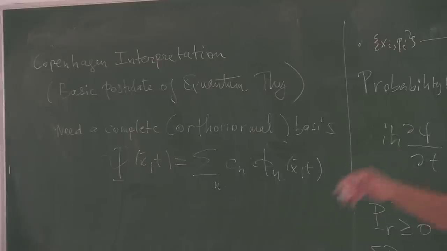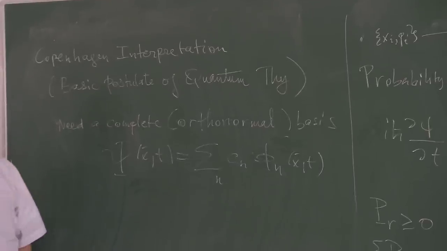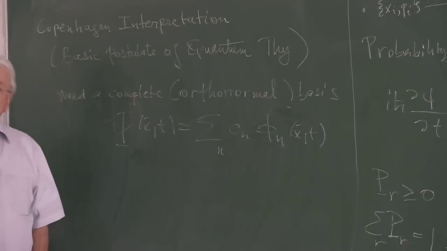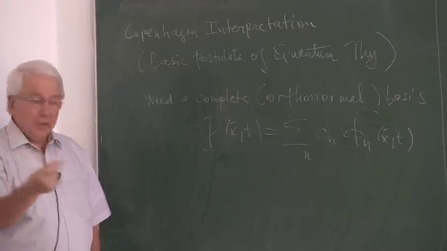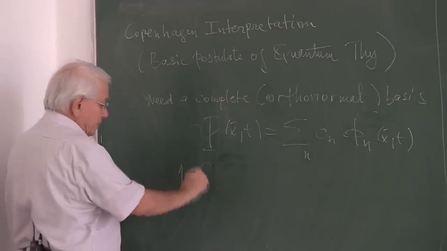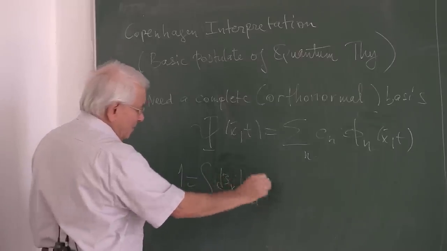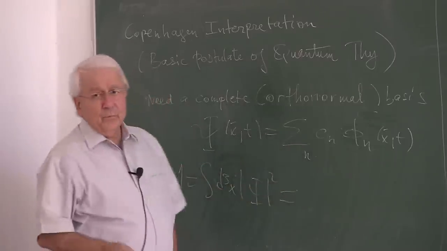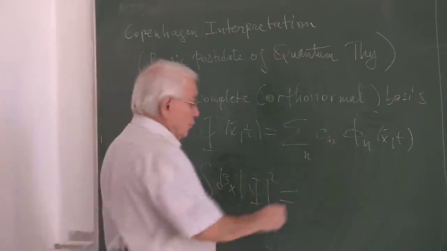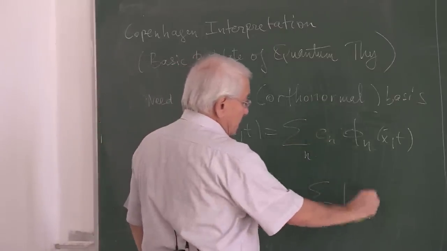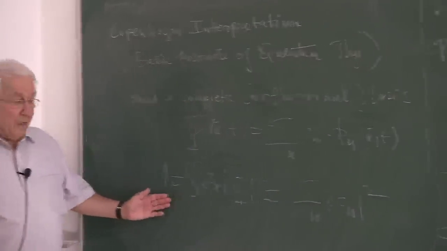Then, if you take the psi, impose the normalization condition on it. Any physical state cannot be an arbitrary function. They must be normalized functions. The probability axiom requires that this is to be normalized. When you apply this, they are normal, complete. Therefore, what you have is the sum over n of c_n squared equal to 1. So you have a beautiful expression here.